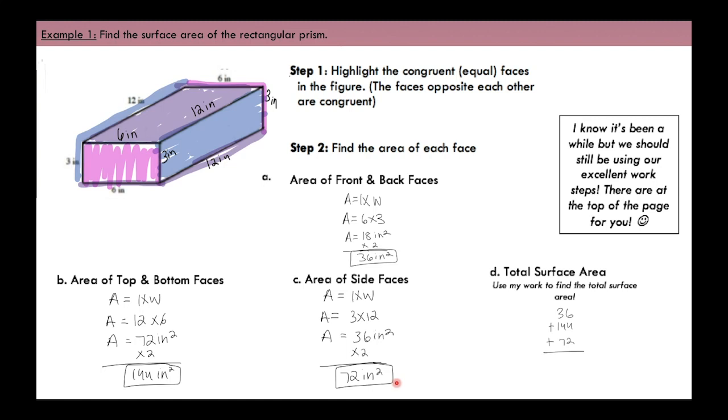So the answer is going to be 252 inches squared when we add all of those up together.